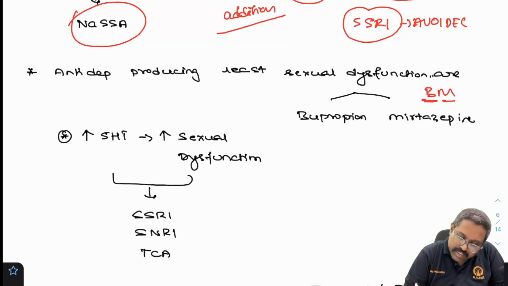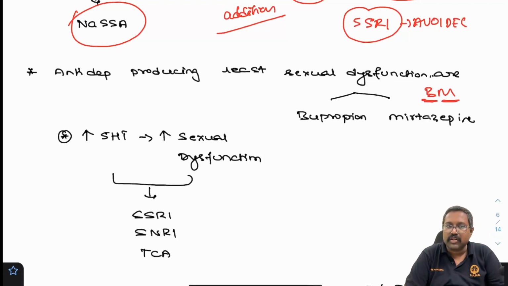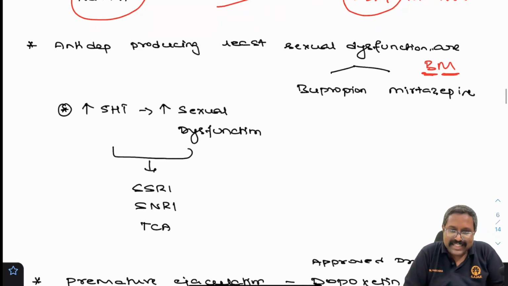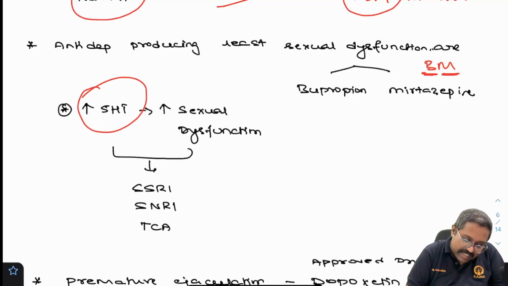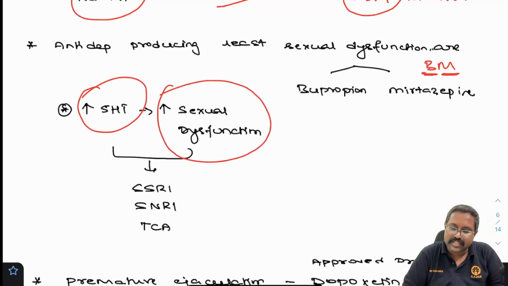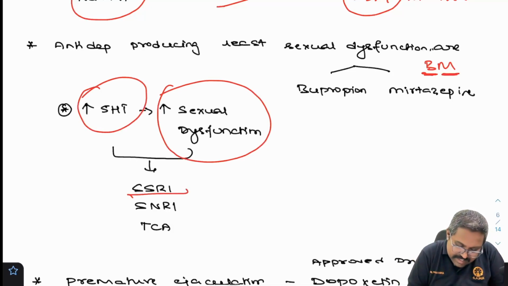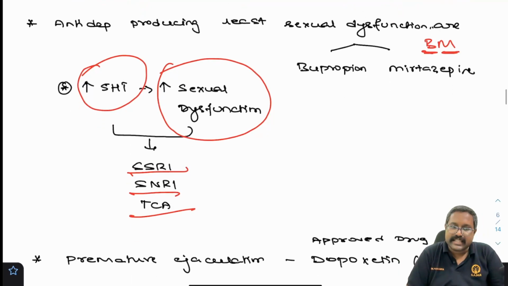That is bupropion and mirtazapine. Bupropion and mirtazapine have the lowest level of sexual dysfunction. So all the sexual dysfunction is related to the increase in the serotonin levels, which can lead to increased sexual dysfunctions. So S for S, serotonin, sexual dysfunction. It's seen with the SSRIs, SNRIs and the TCAs.